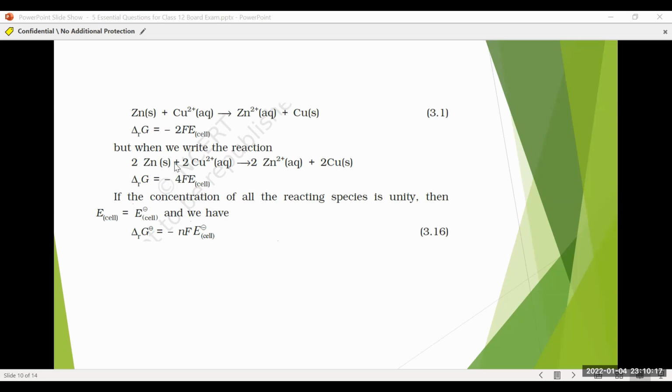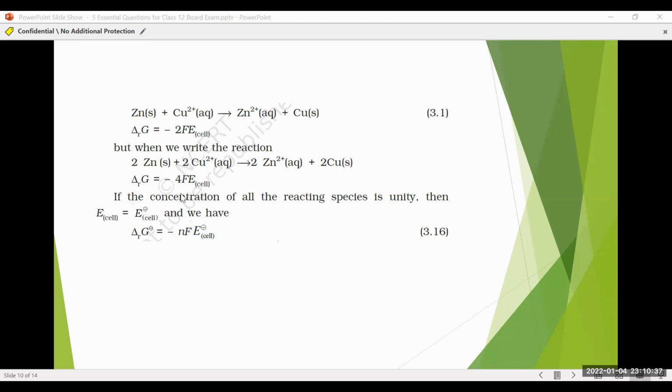तो अभी तक आपका ये प्रोसेस क्या है, स्पॉन्टेनियस है, तो आप साइन डेल्टा जी का क्या लिखेंगे, माइनस लिखेंगे, 4 से मल्टीप्लाई करेंगे, because now electron loss is 4, zinc loses 2, you have multiplied with 2 the step of the reaction, so 4F E cell.